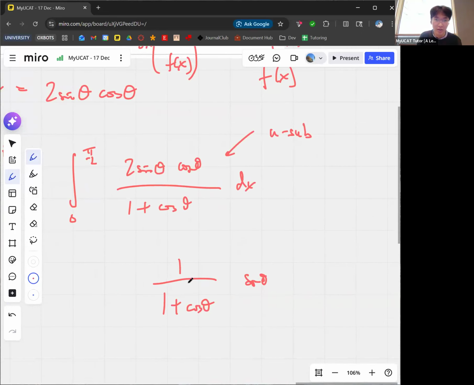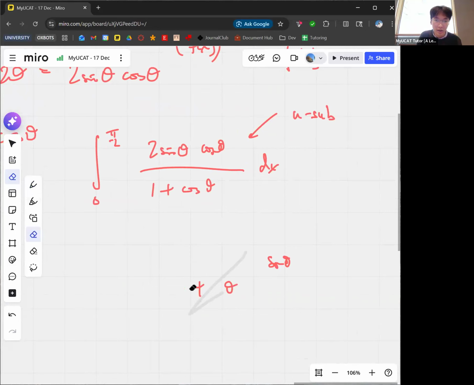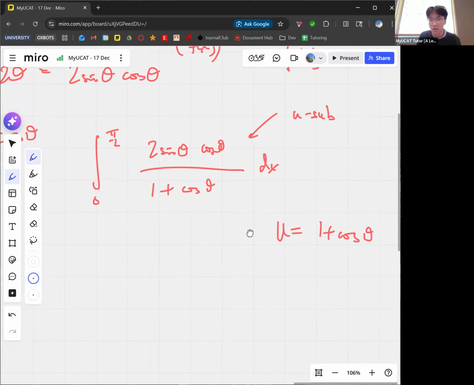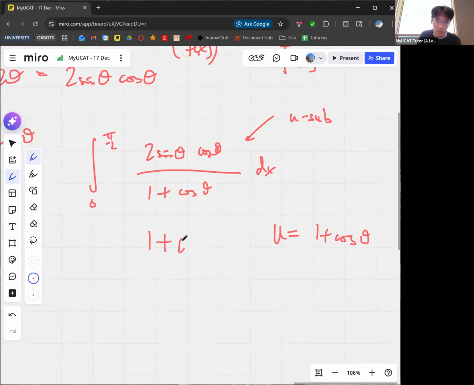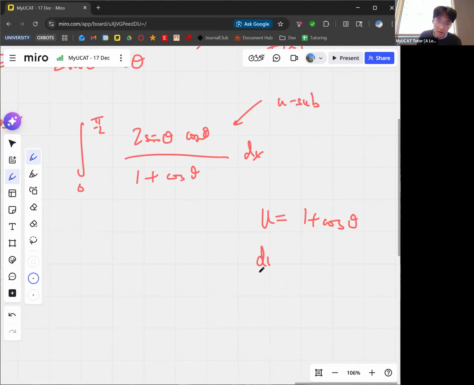So let me just continue this. And so from this, I would just go for a u substitution. Maybe u equals 1 plus cos theta. That's helpful, right? I don't want to have something that's 1 over 1 plus u, because that's not as nice to integrate. So I'm just going to do that. Then I take the derivative of this. du over d theta is equal to negative sine theta.